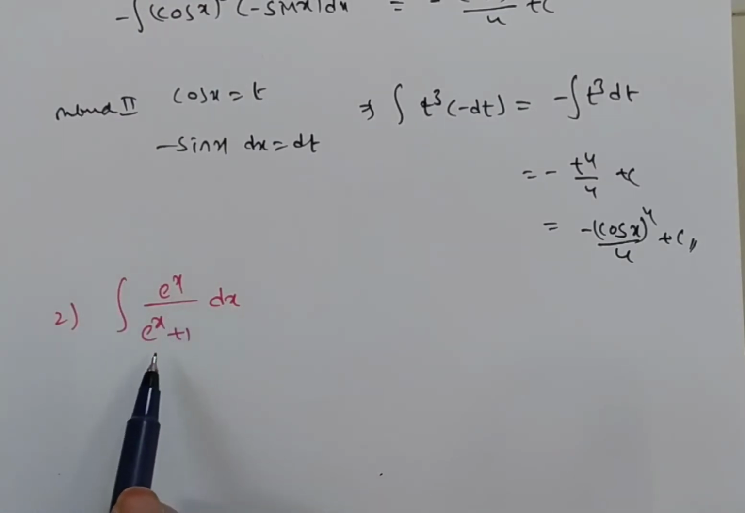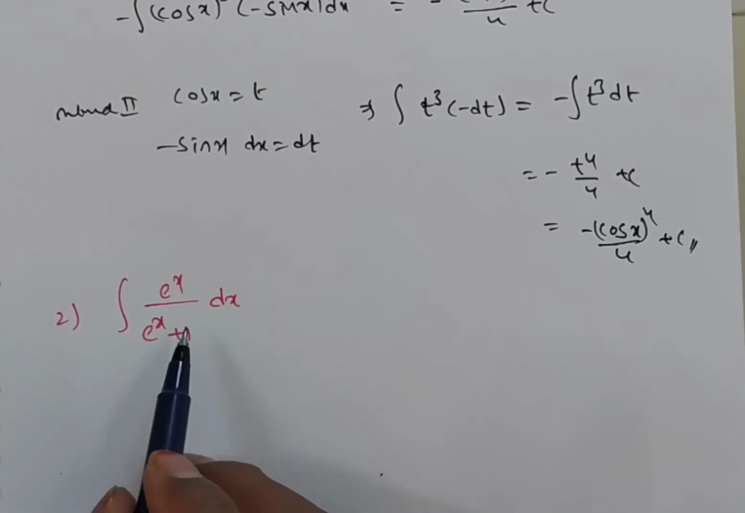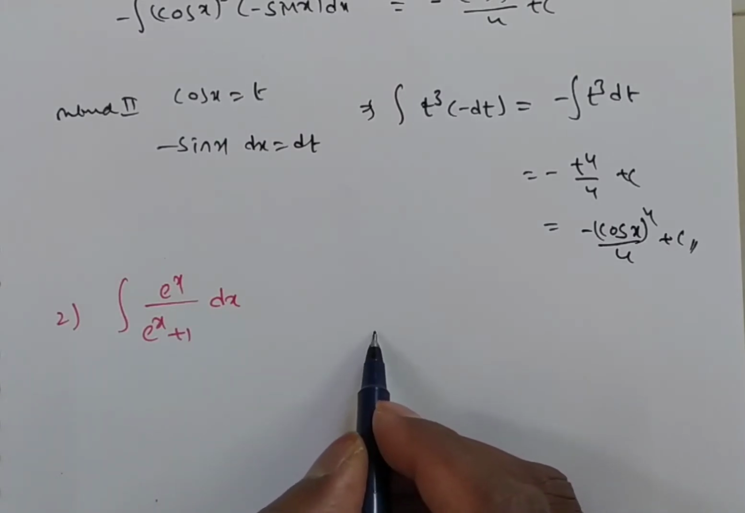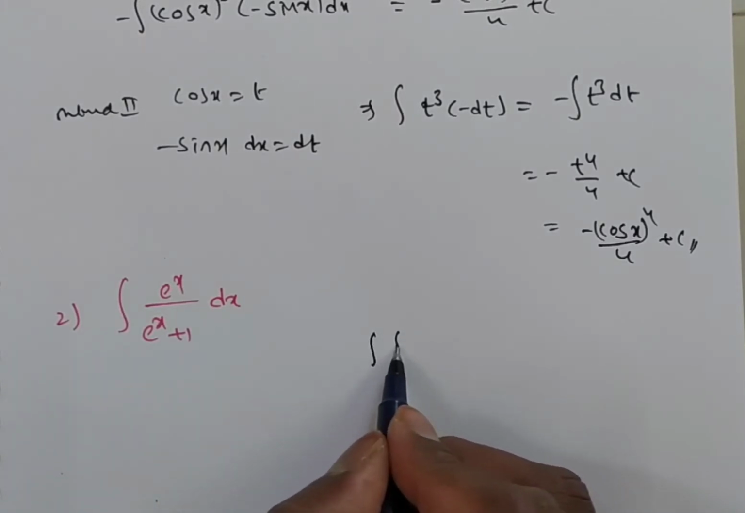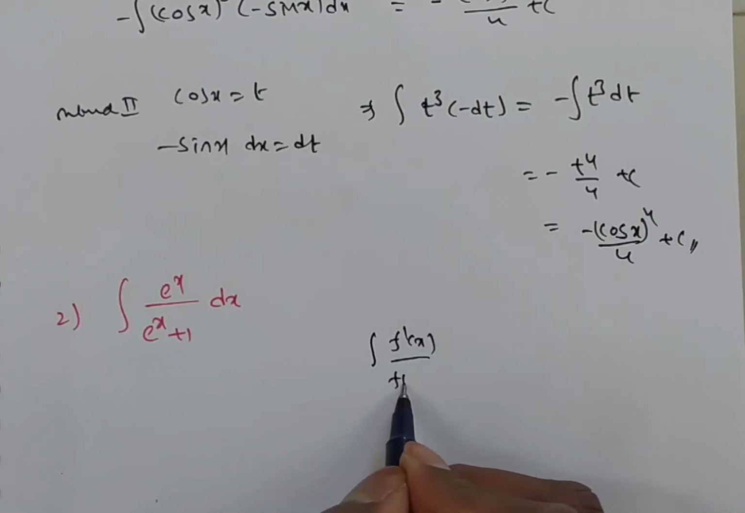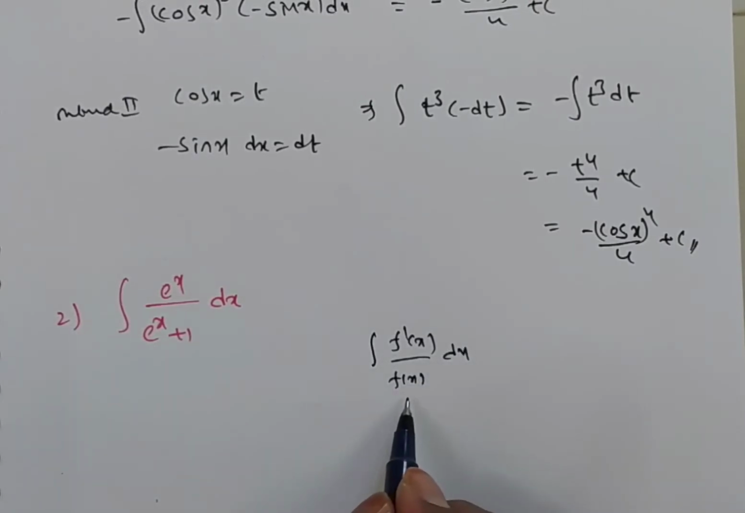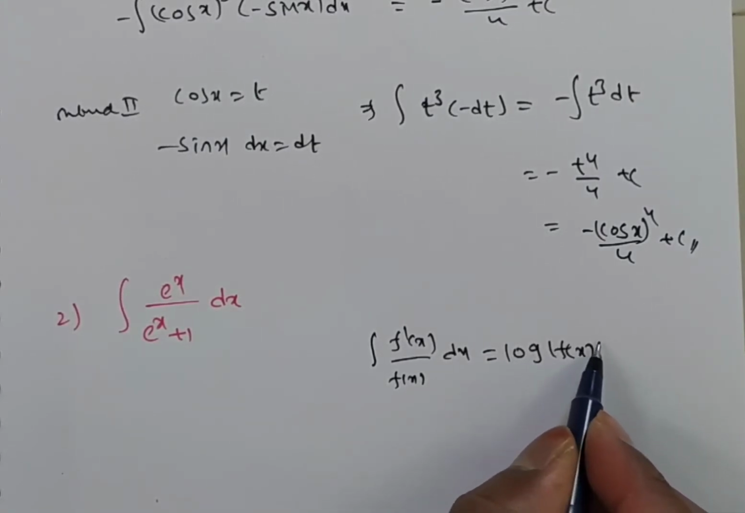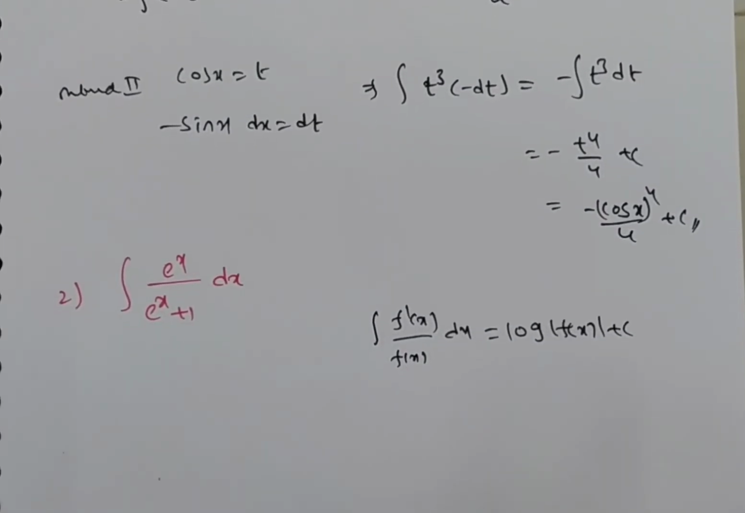The integral of e power x by e power x plus c dx is given. Friends, you see, this contains a numerator and denominator. Whenever we have a numerator and denominator, we have to remember this formula: if the denominator's derivative is in the numerator, then you write log of denominator plus c. This problem also you can do in two methods.